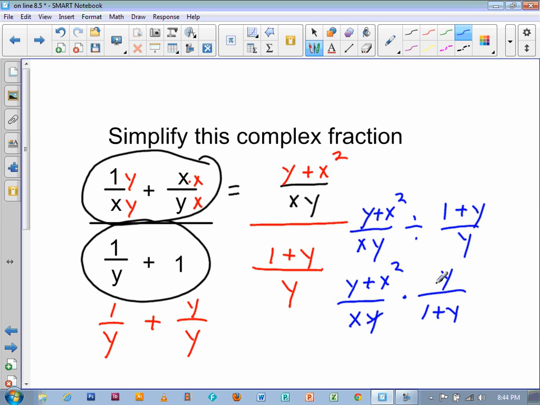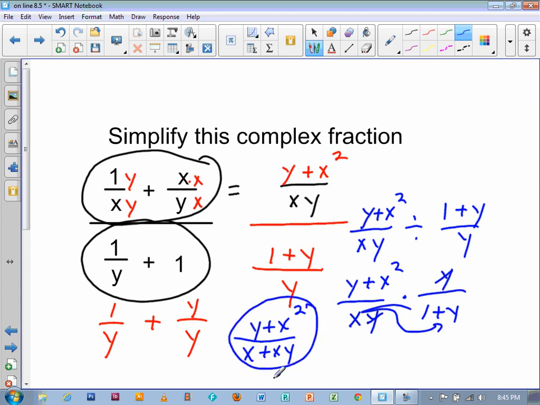The y's then cancel out, and then we multiply whatever is left over. All we have left here is y plus x squared on top. On the bottom, if we distribute this x over both terms, we'll get x plus xy on the bottom. So y plus x squared on top, and x plus xy on the bottom. That is the same exact fraction as the complex fraction we started with, but it's just one fraction now. So that's how you handle a complex fraction.